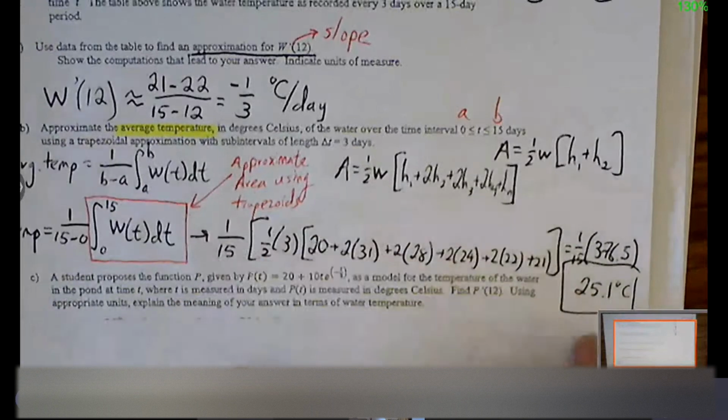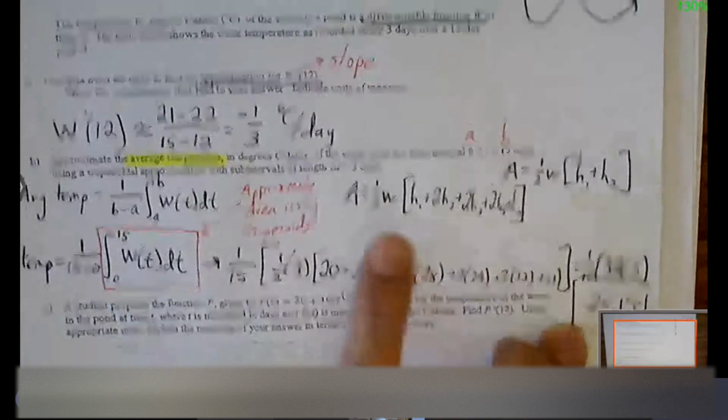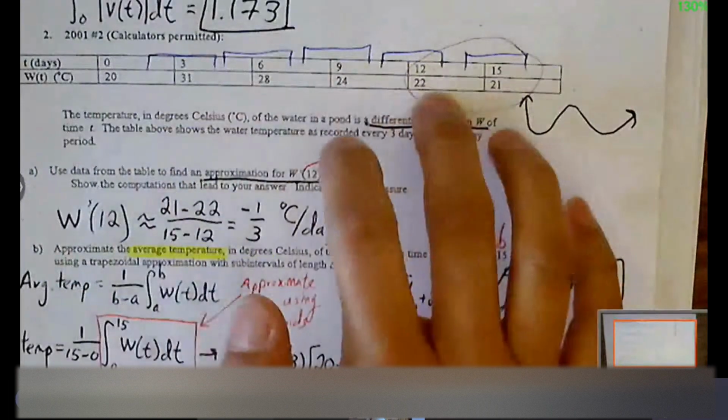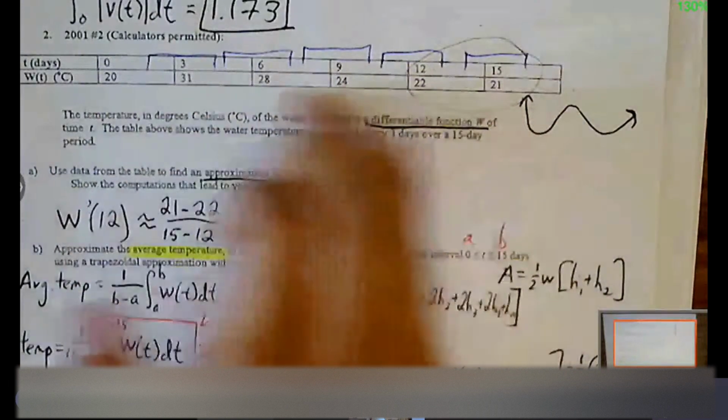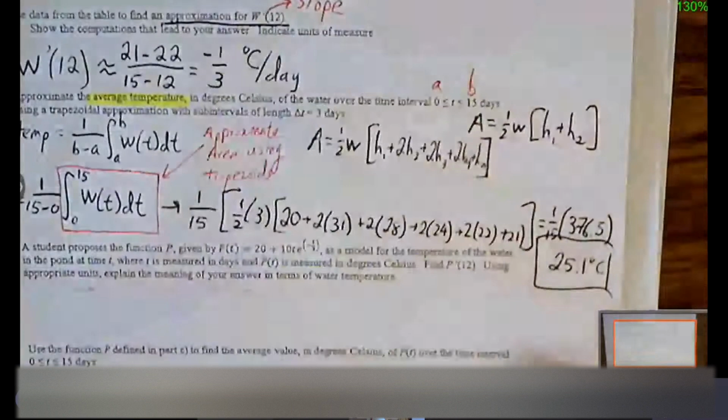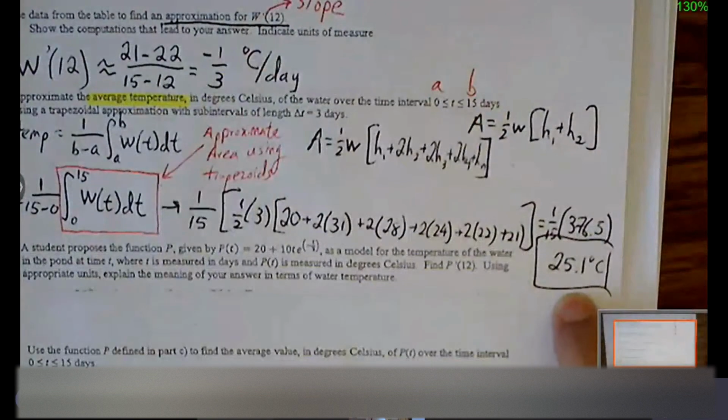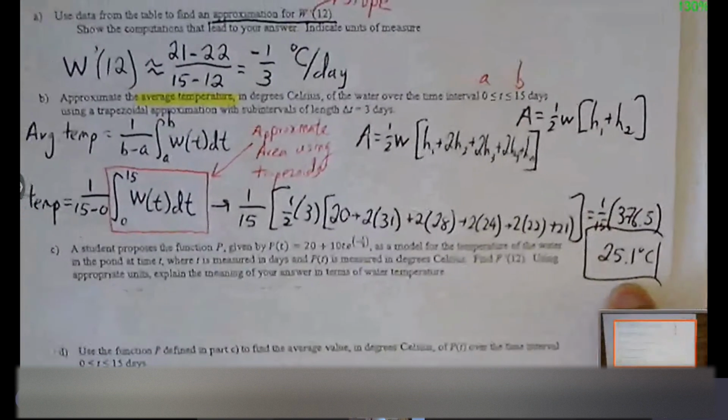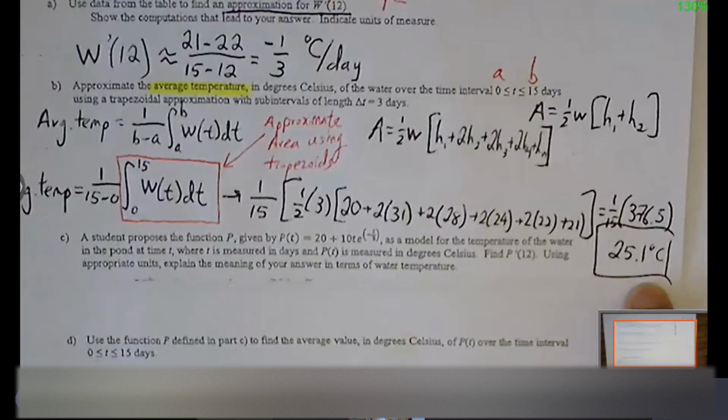Okay. If we just look at these values, is that 25 degrees going to make sense? 20, 31, 28, 24, 22, 21. We can look at that, and that's reasonable. It's a reasonable average between all those temperatures.